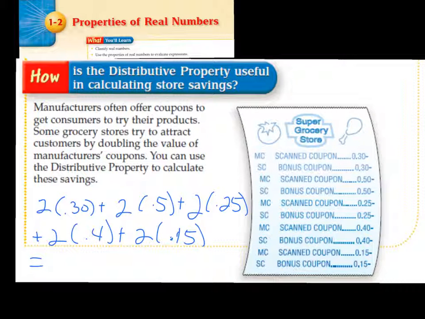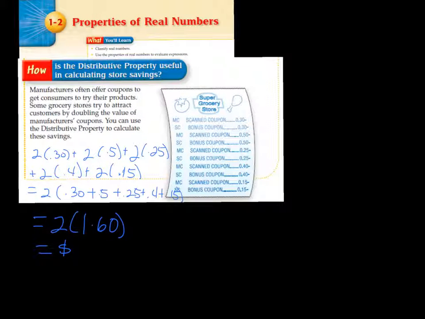As it looks on the receipt, we've got 2 discounts for 30 cents, 2 for 50, 2 for 25, 2 for 40, and 2 for 15 cents. It would be simpler just to go 2 times the sum, which if we add those up, I get $1.60. And 2 times $1.60 is $3.20. Less ink used this way.